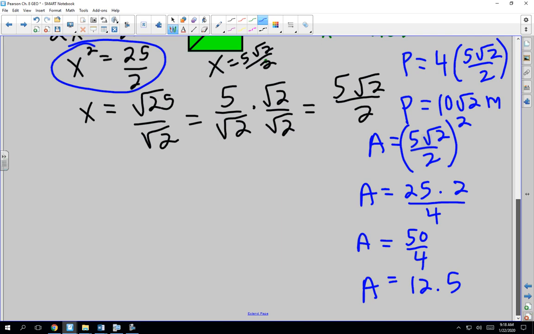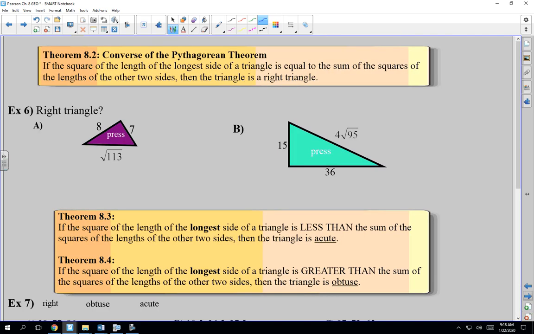So this is going in the reverse direction here. The converse of the Pythagorean theorem says if the square of the length of the longest side of a triangle is equal to the sum of the squares of the lengths of the other two sides, then the triangle is a right triangle. So the question is, is this a right triangle? With these 3 lengths, is it a right triangle? So you check.